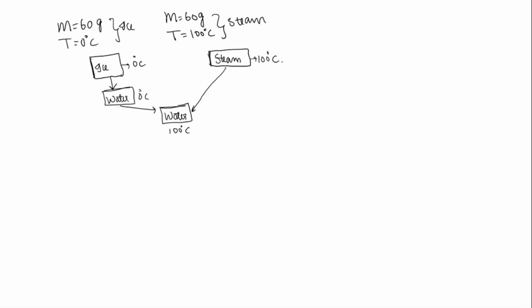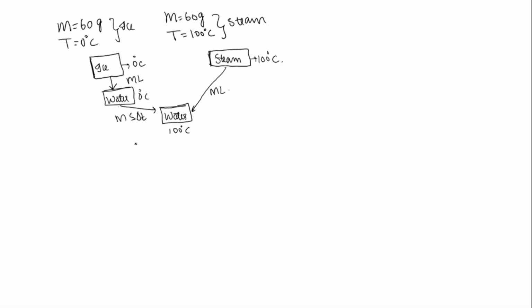So the amount of heat required by the ice to convert into water at 100 degrees Celsius is, here it will be mL because there is no change in temperature and only a change in state. And from here to here, that is from water at 0 degrees Celsius to water at 100 degrees Celsius, it is msΔT. And heat given by the steam will be equal to mL.